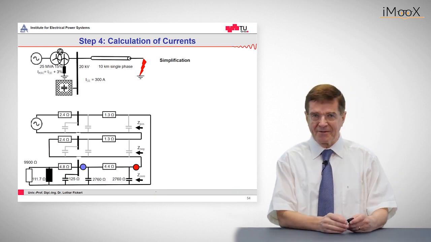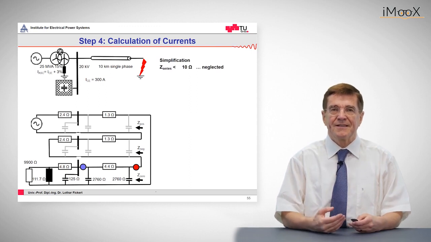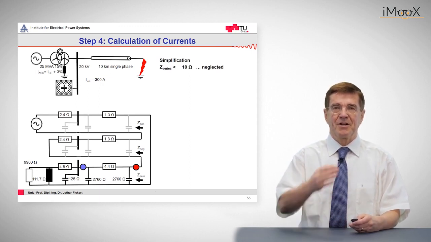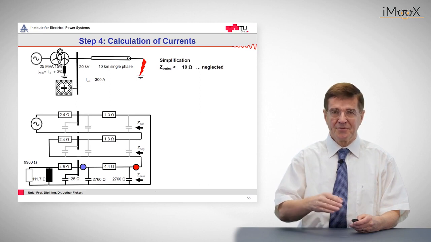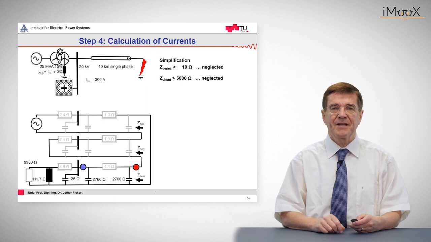First, I want to simplify the calculation with you, and that means we omit all series reactances which are below 5 ohms or 10 ohms, and also the shunt impedances which are above 5,000 ohms.